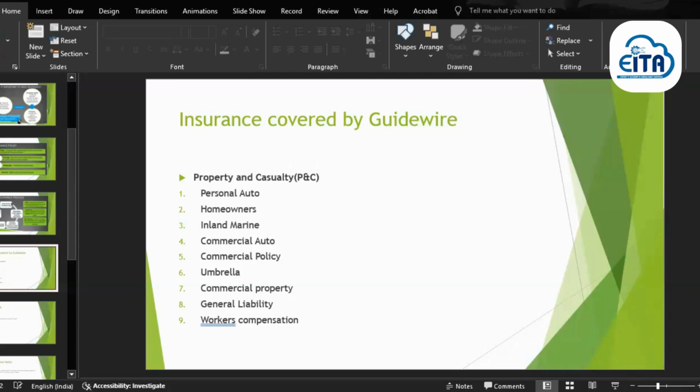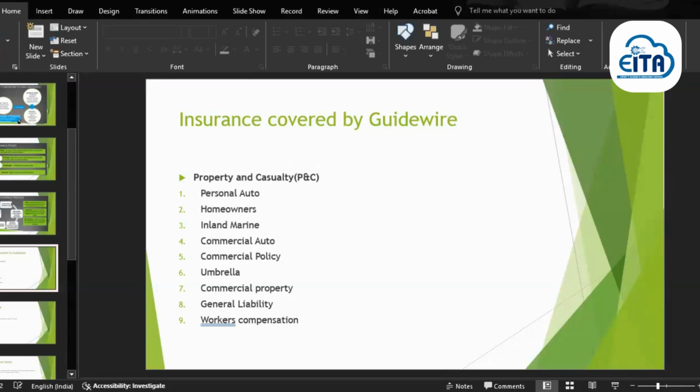Then the eighth one is the general liability. General liability is a third party insurance, right? For example, as we discussed, if there are two persons driving cars, and because of the first person, the second person met with an accident, then the first person's insurance company will provide the compensation on behalf of the first person. That is third party insurance or liability insurance.